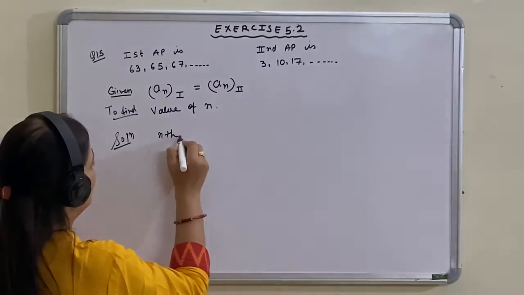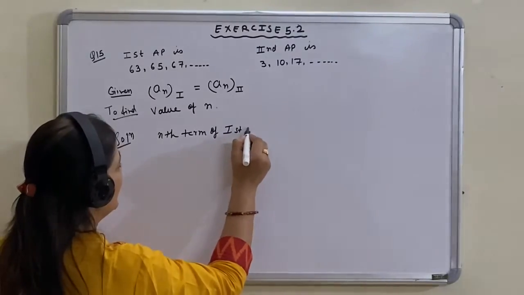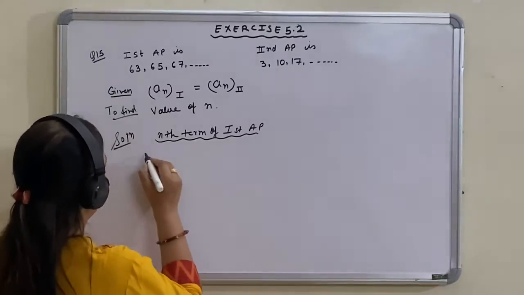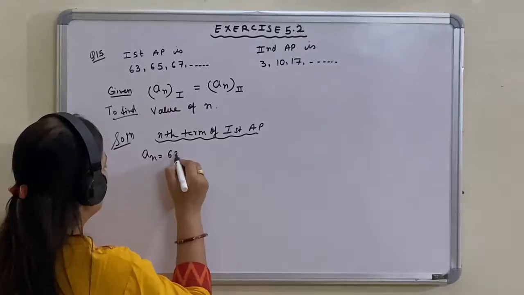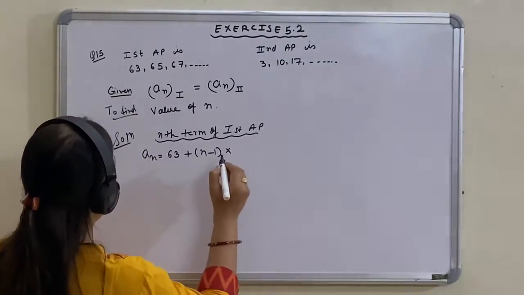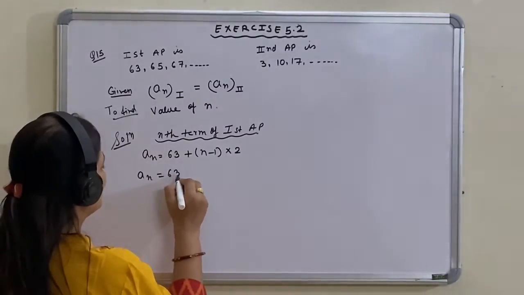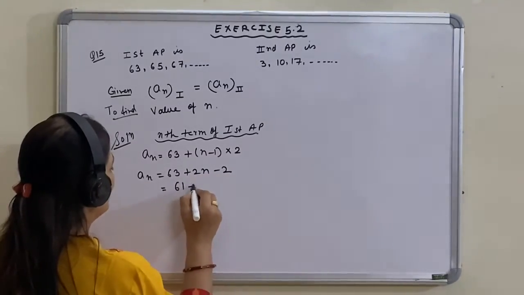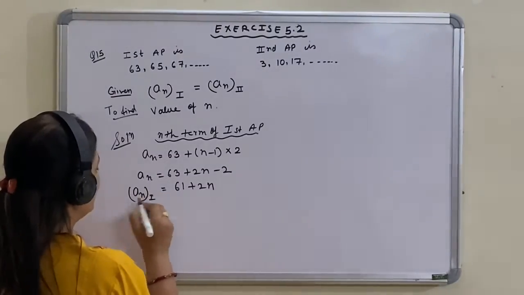Nth term of first AP. आप फर्स्ट AP का nth term easily निकाल सकते हैं. That is an is equal to a. What is a? 63 plus n minus 1 into d. What is d? It will be 2. So it is an is equal to 63 plus 2n minus 2 and it will be 61 plus 2n. It is the nth term for first AP.